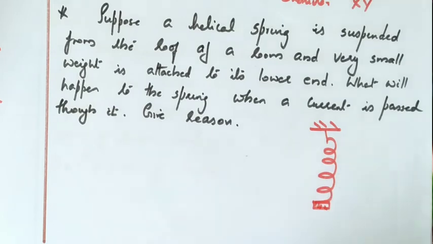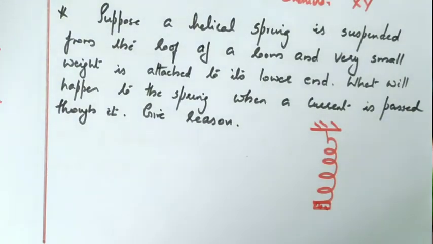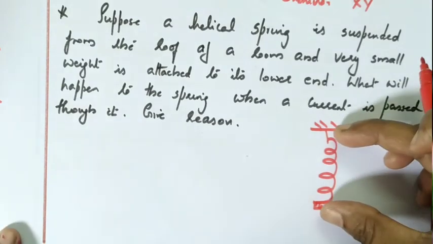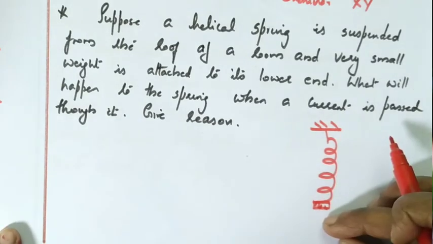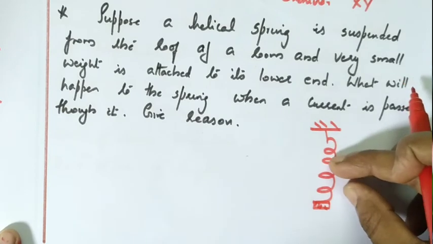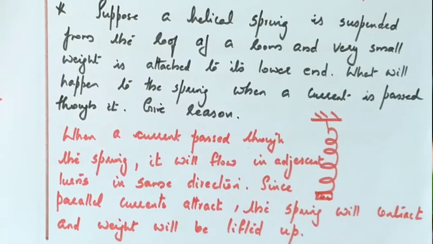So what happens? We know that in a helical spring, through the adjacent turns of the coil, current is flowing in the same direction, isn't it? So when current is passed through the spring, it will flow in the adjacent turns of the spring in the same direction. And we know that parallel currents always attract, and hence what happens to the spring? The spring contracts and this weight will be moving up. So that is the answer. So when current is passed through the spring, it will flow in the adjacent turns in the same direction, and since parallel currents attract, the spring will contract and the weight will be lifted up.